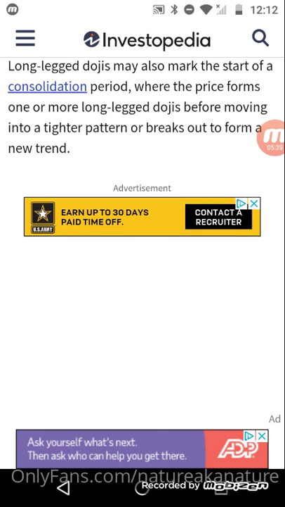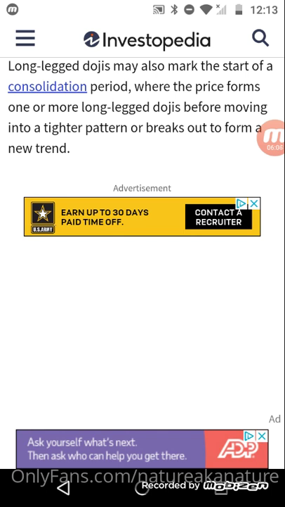It's consolidated. You have to back out in MetaTrader to actually see it. It's not really moving up and down, it's just going sideways. That's called a sideways trend, that's called consolidation. So you see long-legged dojis after a consolidation period, where the price forms one more leg. You'll see one or more long-legged dojis before moving into a tighter pattern or a breakout to form a new trend.